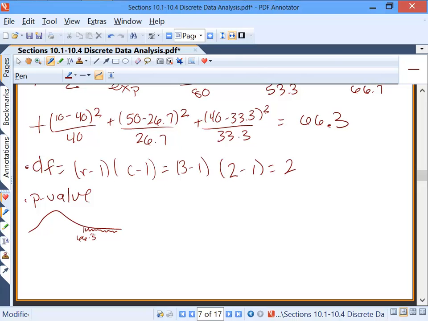Way off to the right, probably very, very close to 0. Since we stop at 15.2, we have to go all the way to 66.3. But we can say for sure that it is less than 0.0005, probably very close to 0, I would guess.